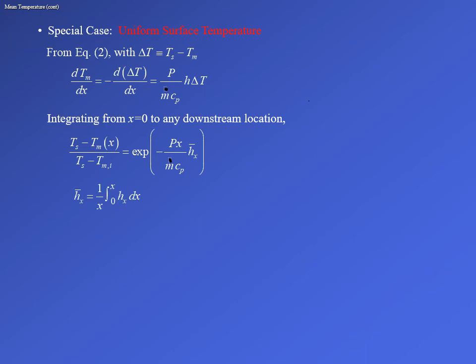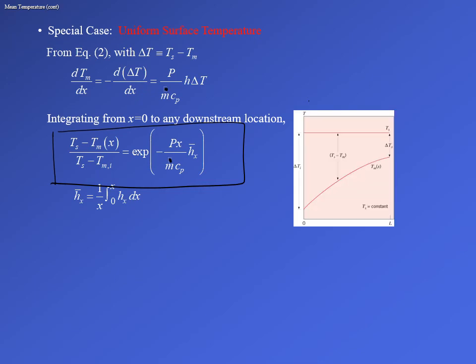Okay, so I'm just quickly browsing through the results. This is the result for the mean temperature. In this case, we have shown Ts minus Tm upon Ts minus Tm at the inlet. And if I plot it, since the surface temperature is uniform, we get a straight line for the surface temperature, and you can see that the mean temperature gets closer and closer to the surface temperature. Again, in this case, we have assumed that the fluid is colder, so this delta T, which is Ts minus Tm, gets smaller and smaller.